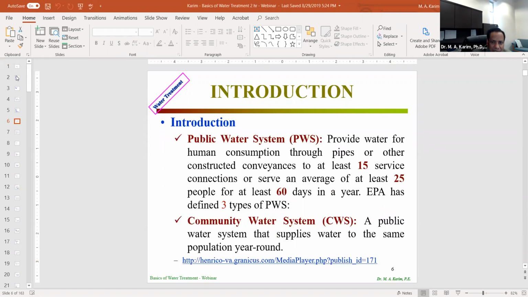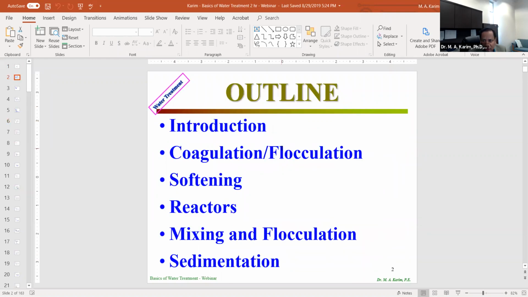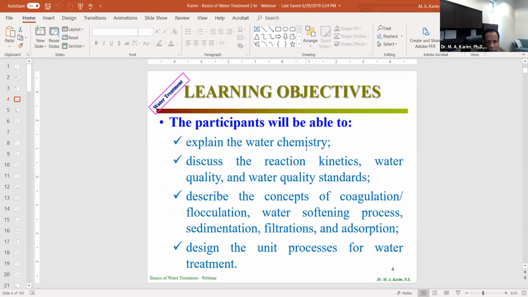We started from here. So this is the outline that I said: introduction, coagulation, softening, reactors, mixing, sedimentation, filtration, disinfection, absorption, and water treatment waste management. So a participant will be able to explain the water chemistry. These are the learning objectives or learning outcomes.